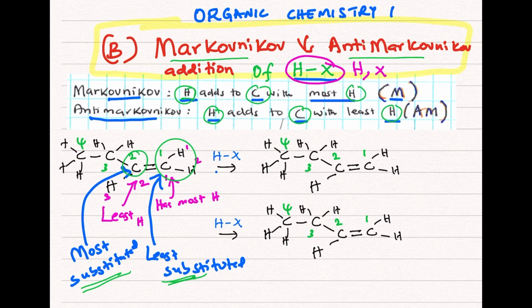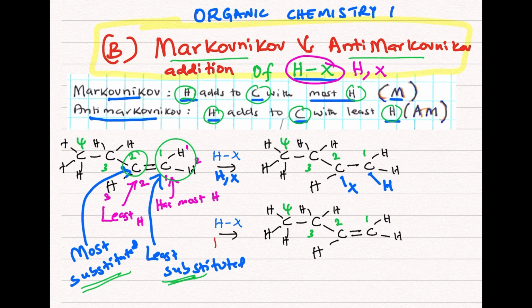In the first case, we add H and X across the double bond, carbon number 1 and carbon number 2. You lose the double bond, so I'm going to erase that. You lose the double bond, and then you add hydrogen to the carbon with the most hydrogen, the least substituted carbon, while the halogen X adds to the other carbon, which is the carbon with the least hydrogen, or the most substituted carbon.